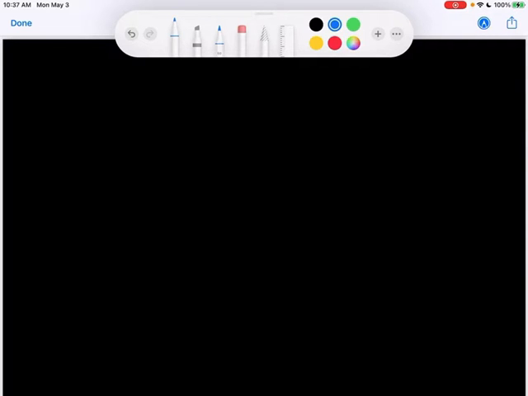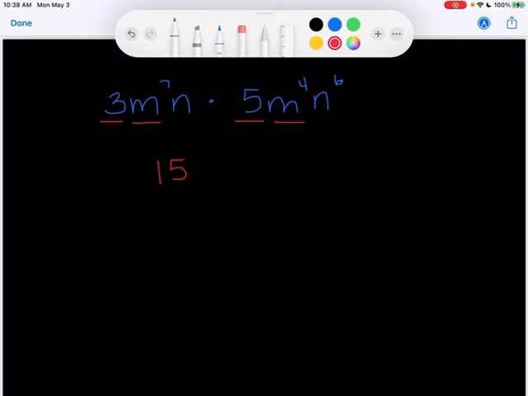Let's say we have 3m to the 7th n times 5m to the 4th n to the 6th. Now this goes back to what we looked at in the first lesson of Unit 5. Remember, you multiply your coefficients. So we get 3 times 5, which is 15. And then we've got m to the 7th times m to the 4th. In this case, you keep your base of m, and you add the 7 and the 4, so m to the 11th. And then you have n, which is an understood power of 1, times n to the 6th. So we're going to add 1 and 6 and get n to the 7th here. And you're done.